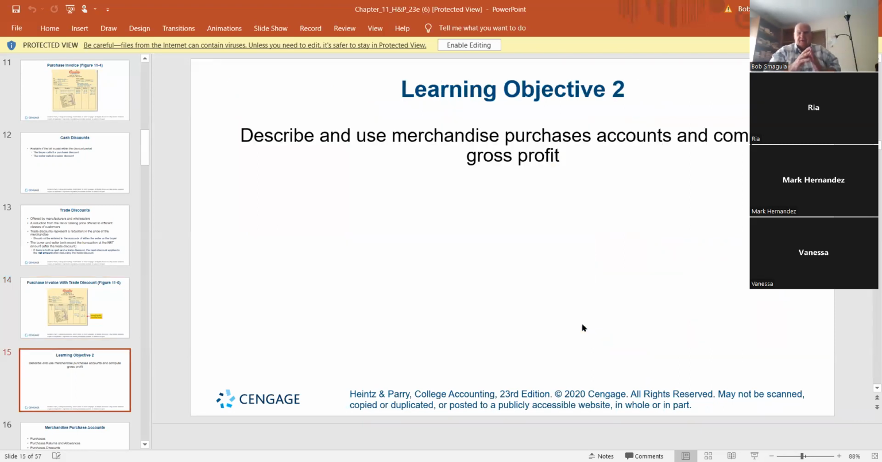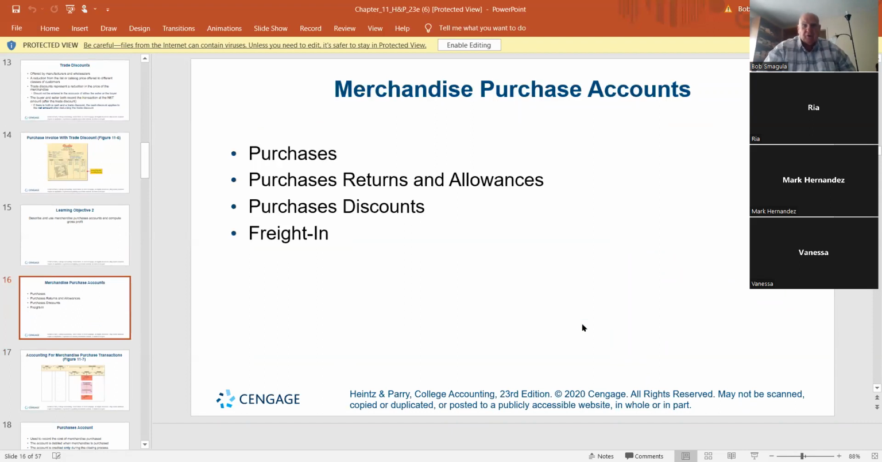Here we go. Now we're getting to some good stuff. Describe and use the merchandise purchases account and the computation of gross profit. This might be the first time you're hearing that expression, gross profit. Merchandise purchase accounts. Look at some of the new accounts you're seeing for the first time: purchases, purchase returns and allowances, purchase discounts, and freight in.